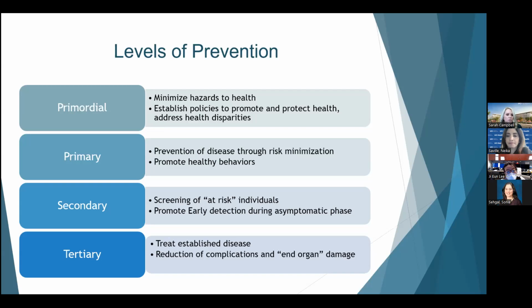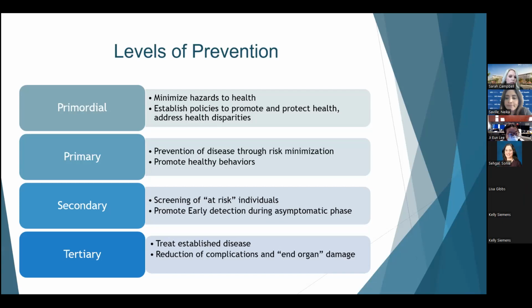With secondary prevention, we want to continue to screen those at-risk individuals. Early detection, so that before they're symptomatic, we're catching those diseases early. And then with tertiary prevention, of course, we're treating established disease. We want to minimize complications at the end and reduce end organ damage, but we have to remind patients that this is what we're trying to do with treatment. Even though they're not feeling symptomatic now, we want to prevent them from being symptomatic later, and that's the goal of our treatment plan.